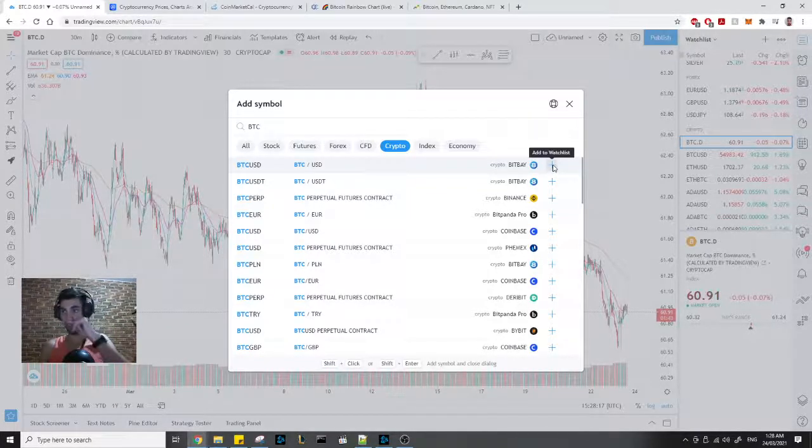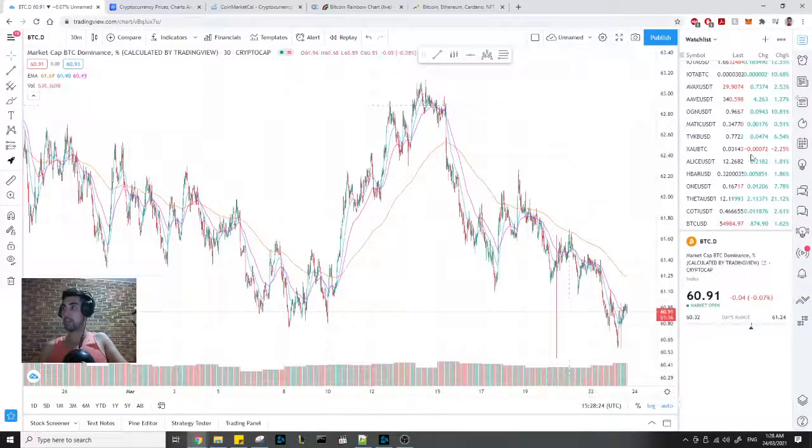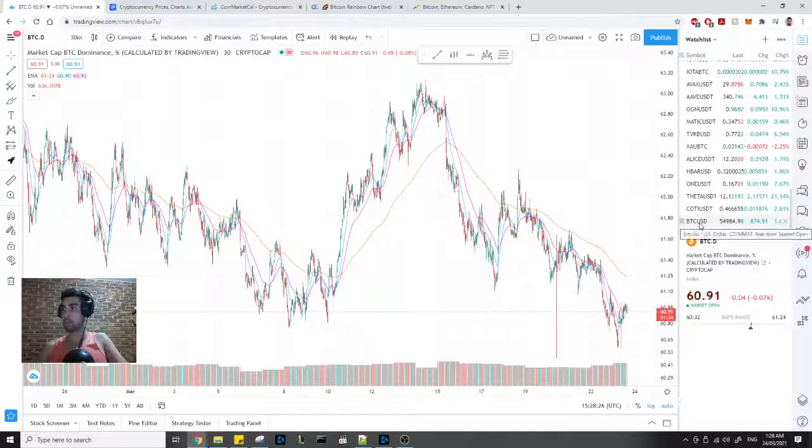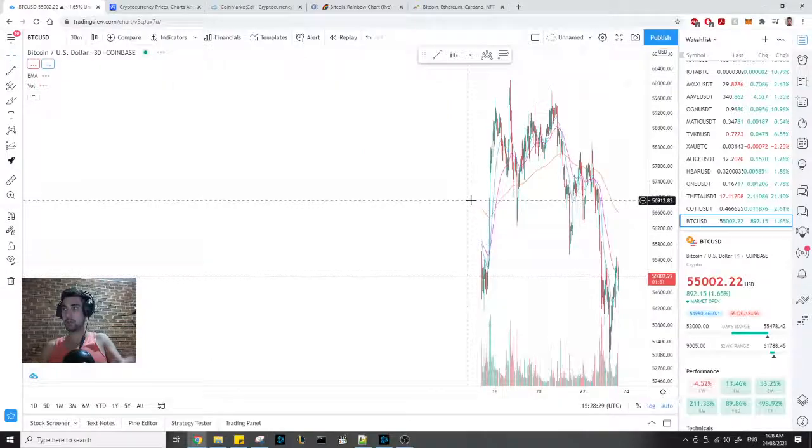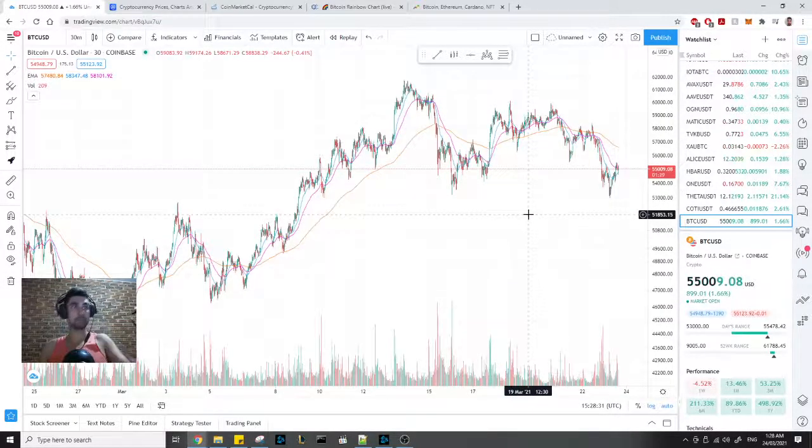I actually haven't used this one before, so we might just jump into Coinbase because that one's pretty big, especially in Australia. So if we just add that one, we can see it was just added down the bottom here, and we can see this chart here.